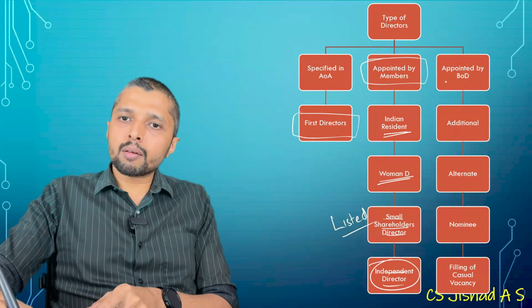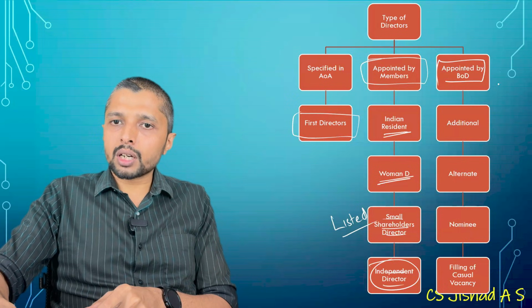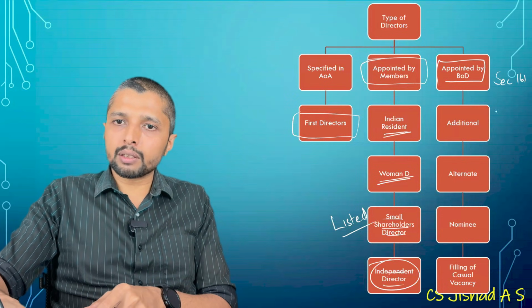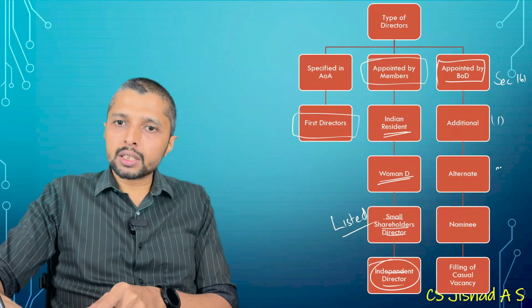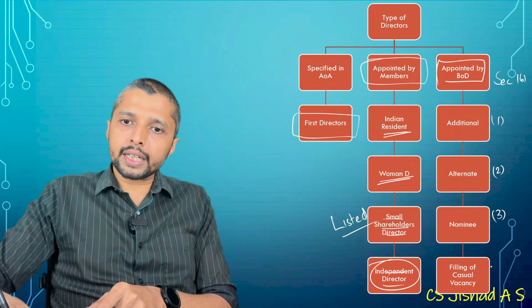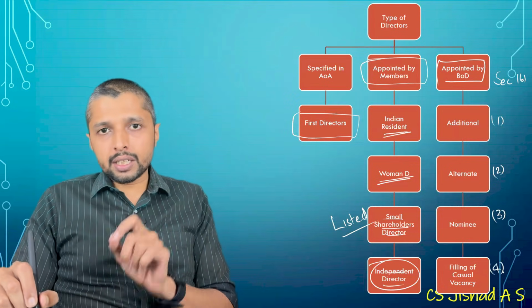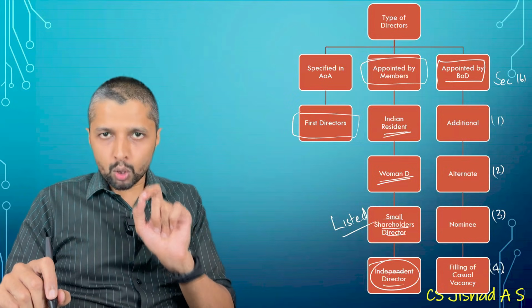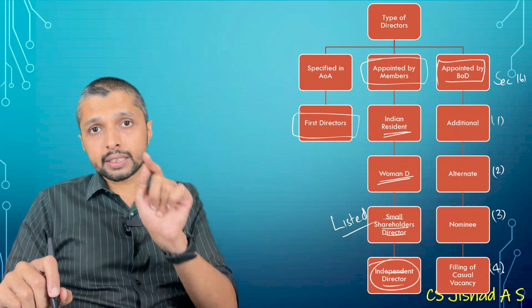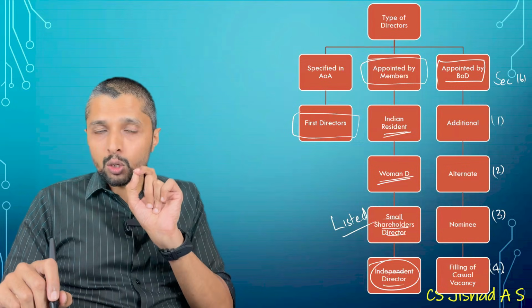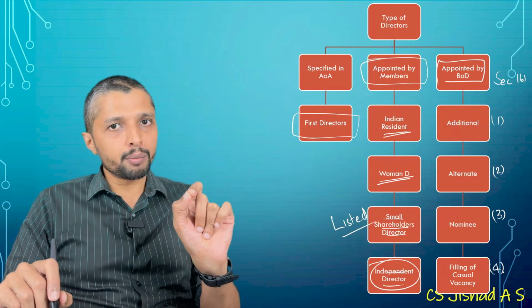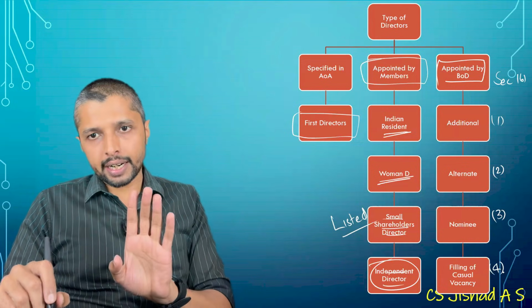Then the directors who are appointed by the board of directors are specified in section 161, subsection 1, subsection 2, subsection 3 and subsection 4. Additional directors will be appointed by the board of directors and they will hold office till the next AGM. A person who fails to get appointed in a general meeting cannot be appointed as an additional director.